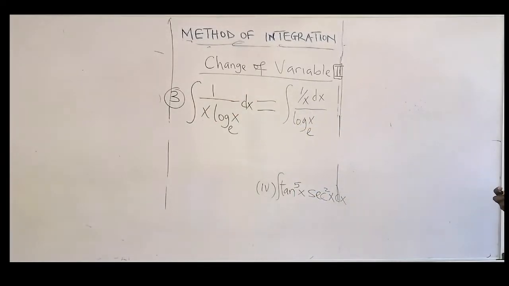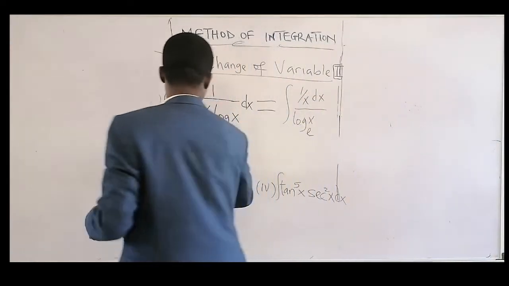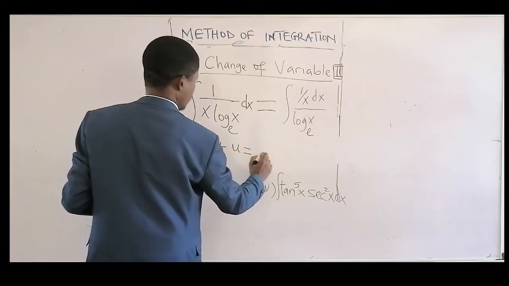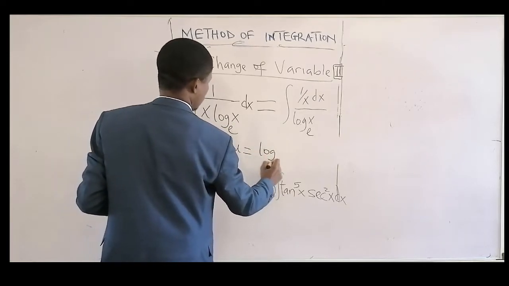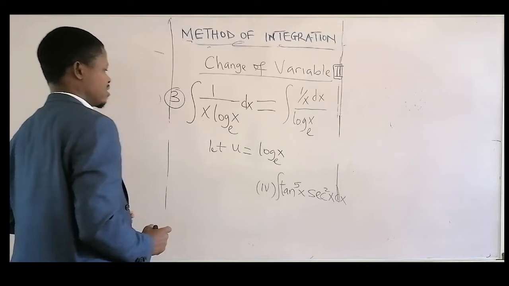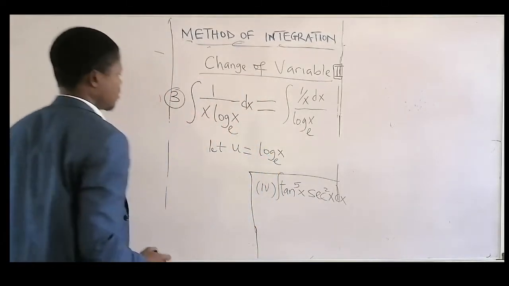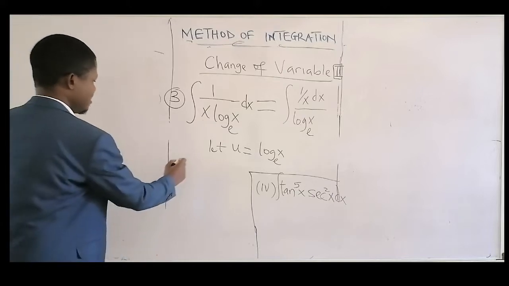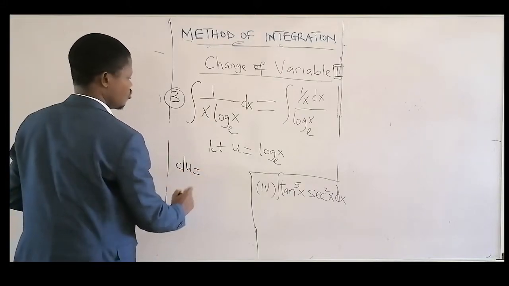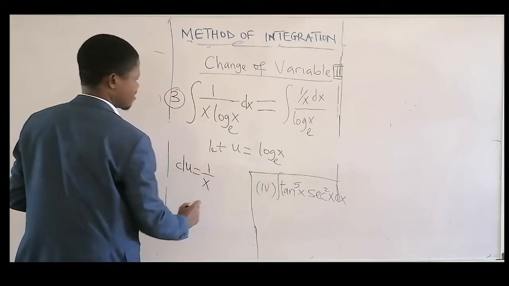Then the next thing to do is to make a substitution for the independent variable, which is the x. So let u be equal to log x, and du equal to 1 over x. Let's do that. So if x is that, then we can get du. The du will be equal to what? 1 over x.